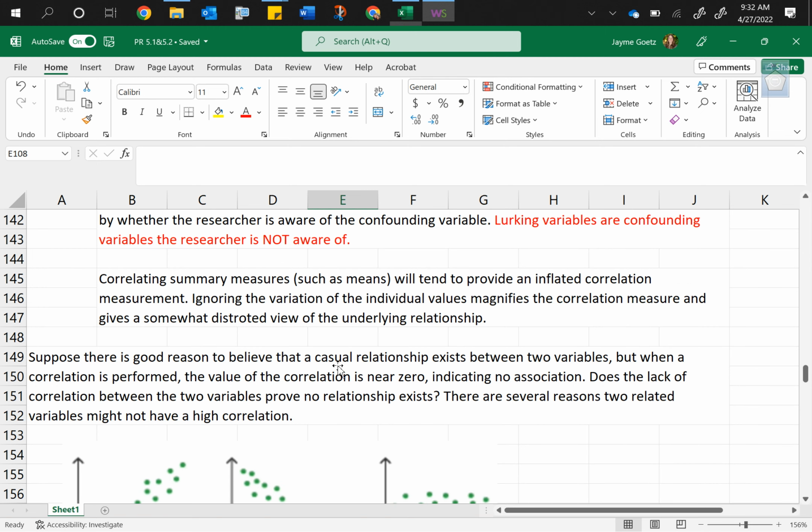Correlating summary measures, such as means, will tend to provide an inflated correlation measurement. Ignoring the variation of the individual values magnifies the correlation measure and gives a somewhat distorted view of the underlying relationship. Okay? So when you are creating some kind of experiment, your goal is to eliminate confounding information. Your goal is to eliminate confounding information. You want to minimize that as much as possible.